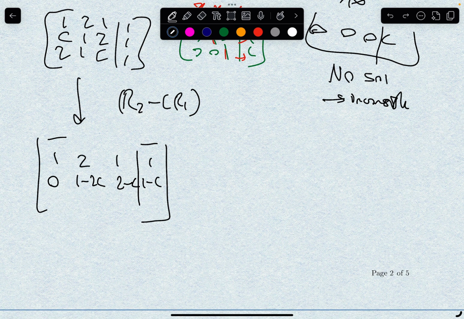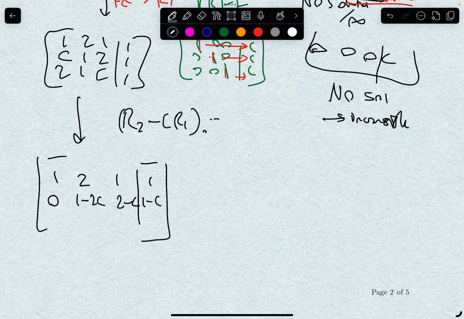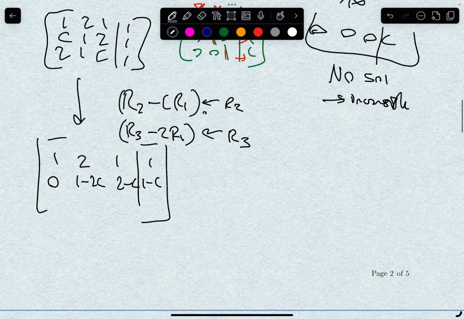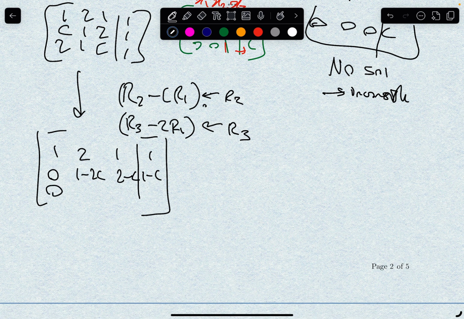Beautiful. And then you notice that we can also do, by the way, this is our R2, and then we can do the same for our R3. But in this scenario, we don't have to deal with the C's, so we can just do R3 minus 2 times R1, and then you got 0 here because it's 2 times 2 minus 1, minus 2 times 1 is, yep, negative 3 here, and then we got C minus 2.